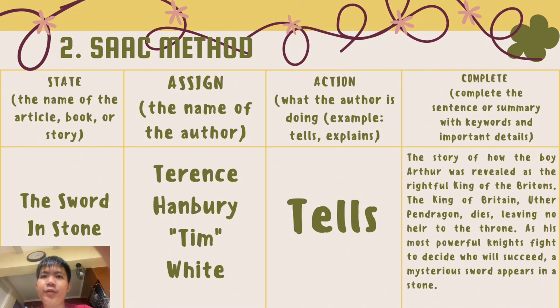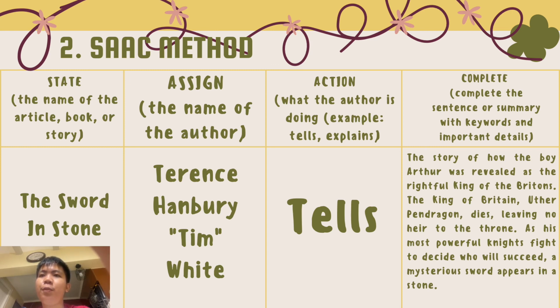Here's an example of the SAAC method. State the name of the article, book, or story. Example, The Sword in the Stone. Assign the name of the author. Example, Terence and Barry Tim White. Action, what the author is doing. Example, tells us or explains. So, tells. Complete the sentence or summary with keywords and important details.